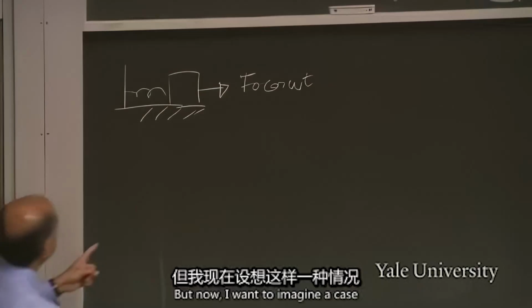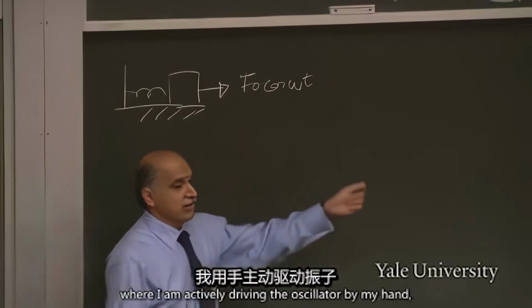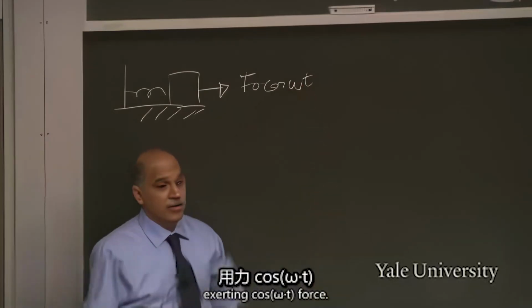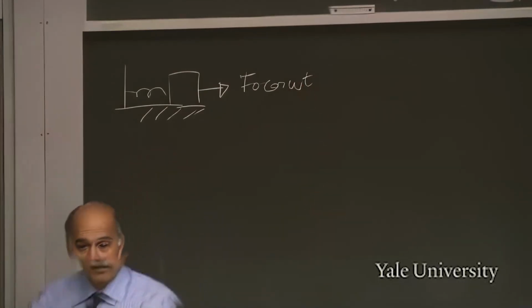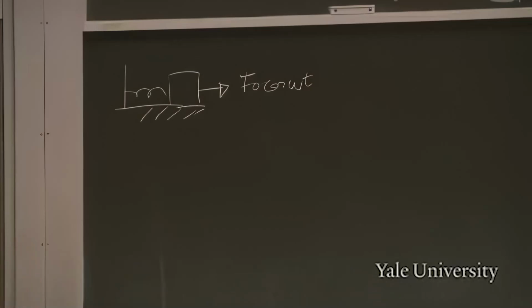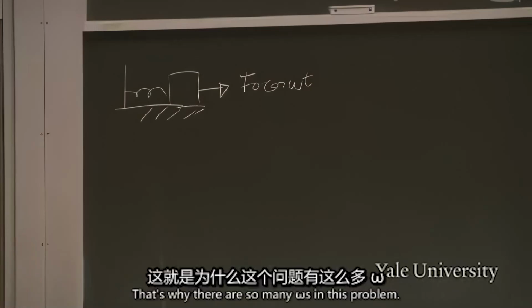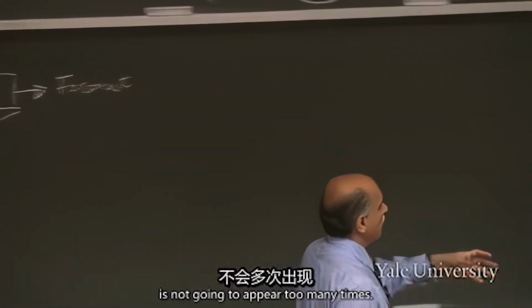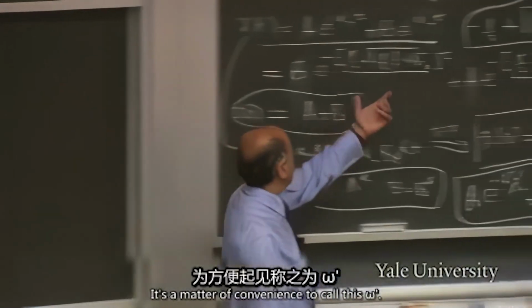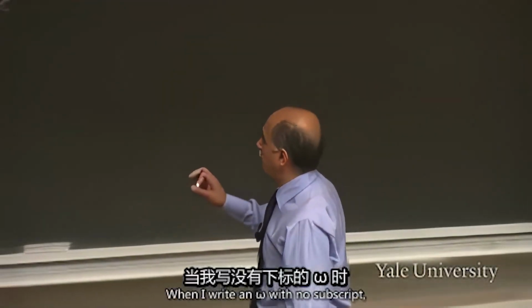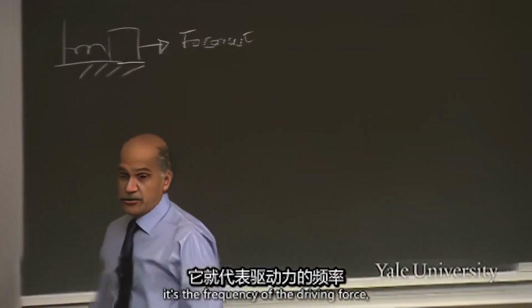But now I want to imagine a case where I am actively driving the oscillator by my hand, exerting a cosine omega t force. So omega here is the frequency of the driving force. Okay? That's why there are so many omegas in this problem. The omega prime that you saw here is not going to appear too many times. It's a matter of convenience to call this omega prime. But this omega will appear all the time. When I write an omega with no subscript, it's the frequency of the driving force.